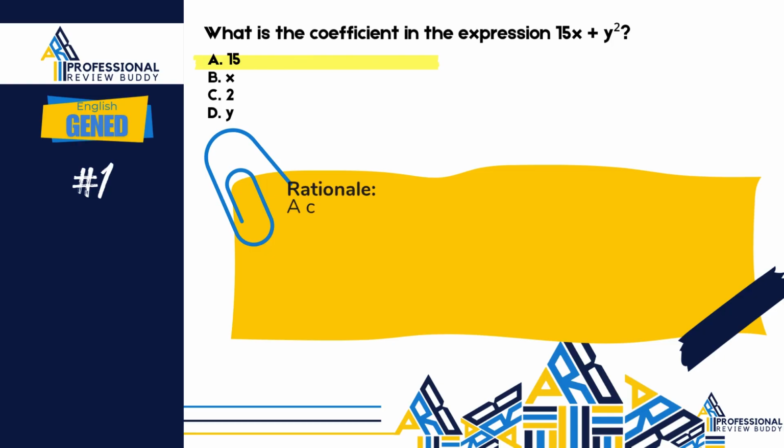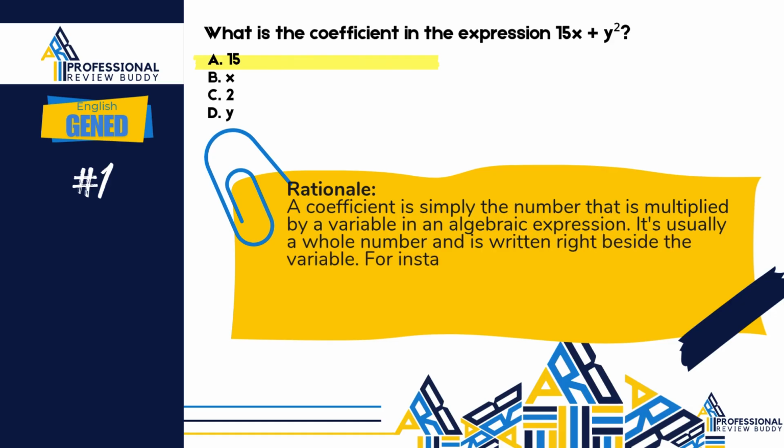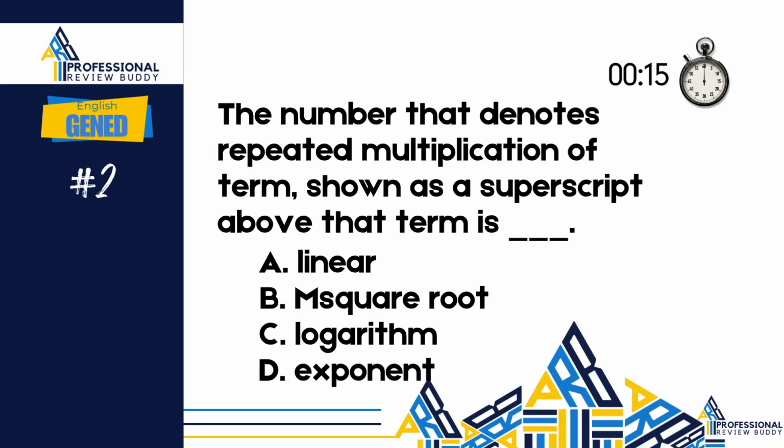What is the coefficient in the expression 15x plus y squared? A coefficient is simply the number that is multiplied by a variable in an algebraic expression. It's usually a whole number and is written right beside the variable. For instance, if you see 3x, the number 3 is the coefficient of x. In an expression like 15x plus y squared, the number 15 is the coefficient attached to x.